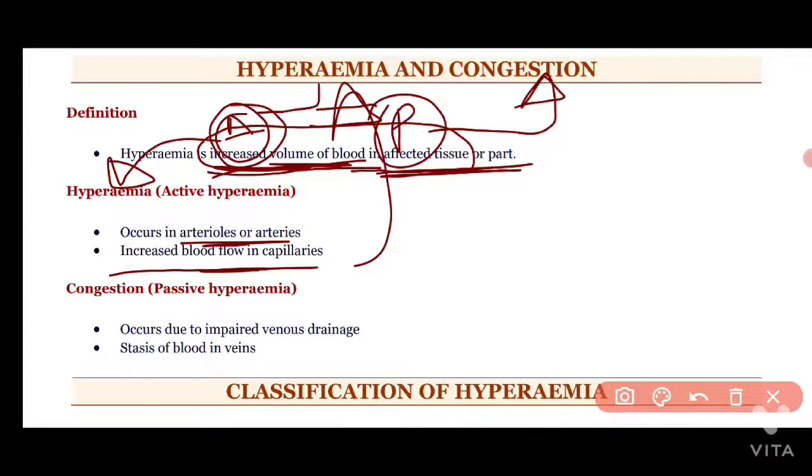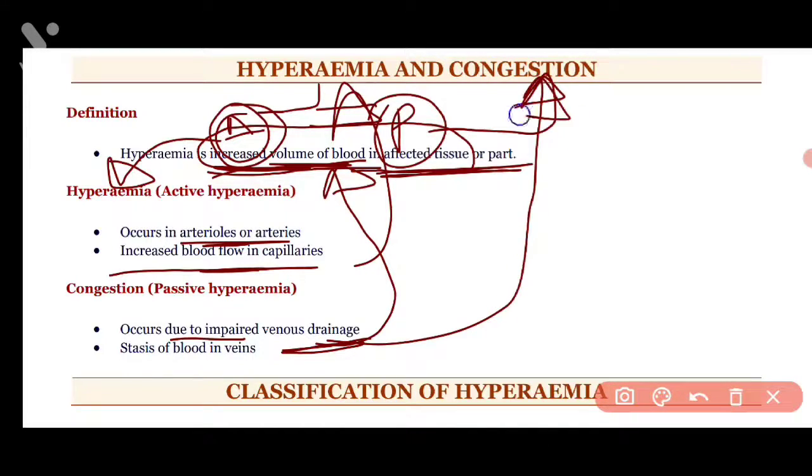Whenever there is a condition where impaired venous drainage is there, or the vein is unable to carry the proper blood within the vein, that may be because of impaired vein walls, that will lead to blood accumulation in the vein itself, and that is nothing but the increased volume of blood in the affected tissue or the part. In such condition, we refer to it as congestion. I hope the concept is clear.